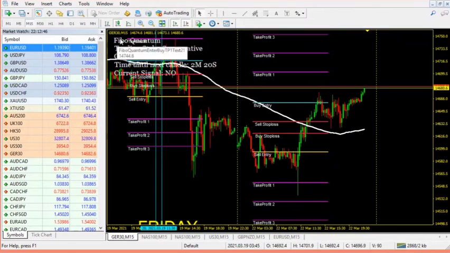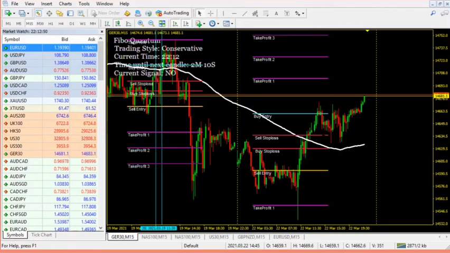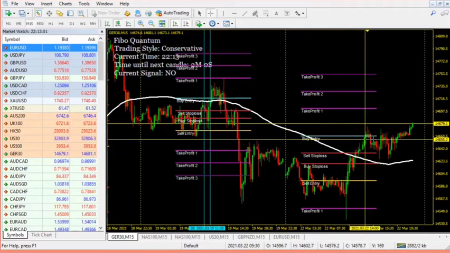As you can see, this is the German 30. These are the indices, guys. So as you can see, the price right now is above that white line. That's the first thing you look at. The price is above the white line, as you can see. And then it's just a bit lagging, guys.